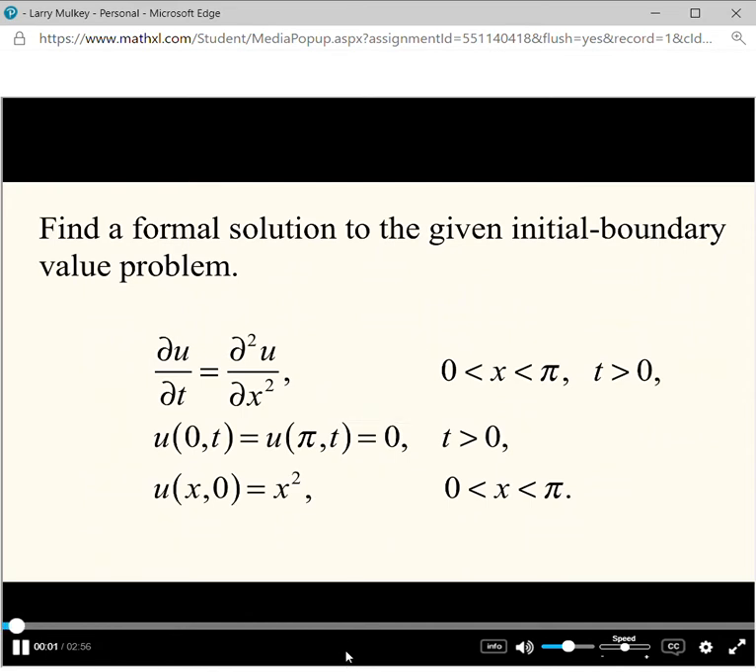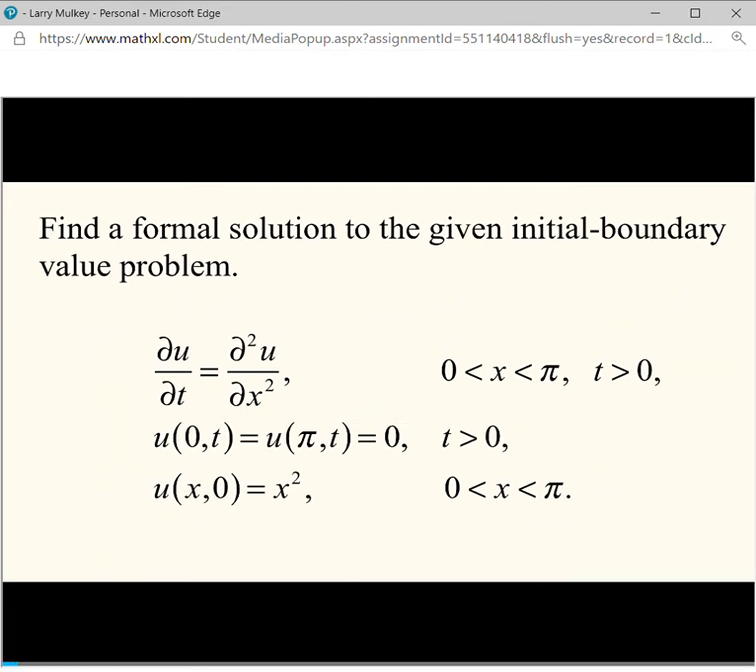Find a formal solution to the given initial boundary value problem. The partial derivative of u with respect to t equals the second partial derivative of u with respect to x for 0 < x < pi and t > 0. u(0, t) = u(pi, t) = 0 for t > 0. u(x, 0) = x squared for 0 < x < pi.